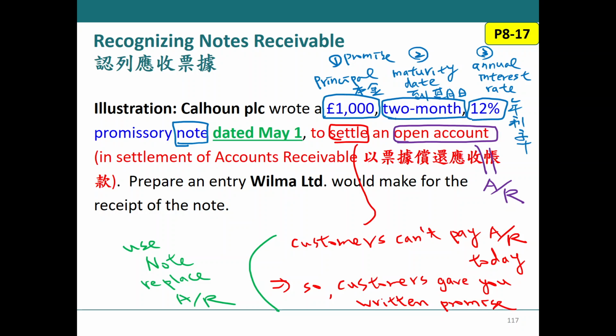Okay, so it's the worst case. So what's the worst case? They cannot pay the money today, so they use the note to replace oral promise. Okay, any questions? So for your company, you got what? You got a note, right? So you got the written promise. You don't have an oral promise anymore.